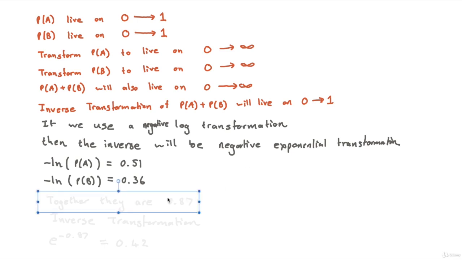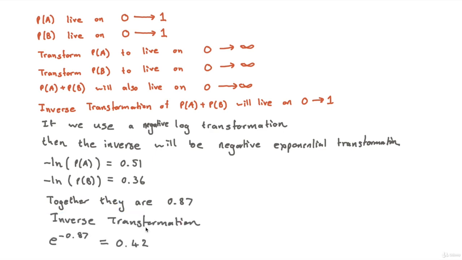Now, we can add them together, and we get 0.87. Now, we could have added C, D, E, a whole bunch of other probabilities, and it could even have been greater than 1. But what happens is when we do the inverse transformation, so we take the exponential of the negative of this amount, then no matter what that amount is, it's going to come back and be a value between 0 and 1.